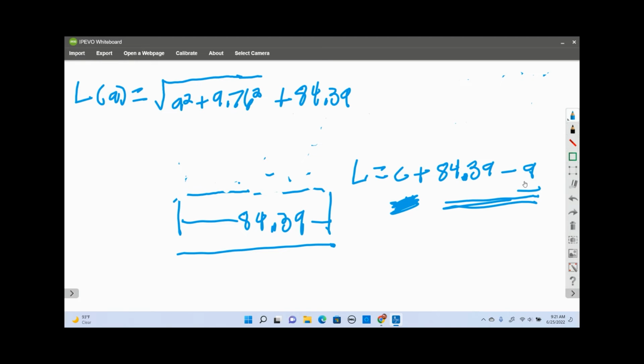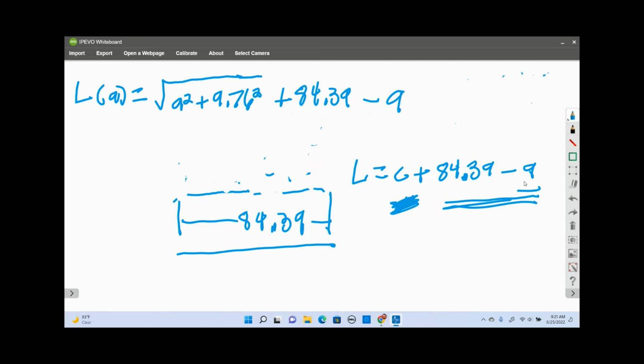All right, 84.39 minus A. Okay, so this is the function that we want to optimize, and we're trying to find the minimum value. We're trying to find the value of A that makes L the smallest value.